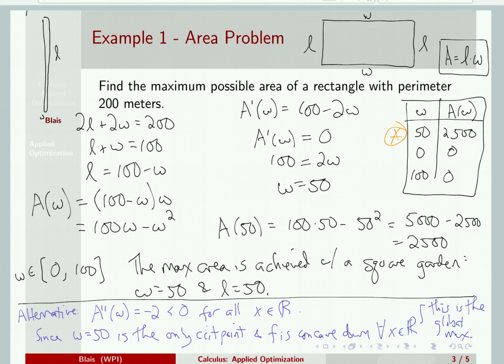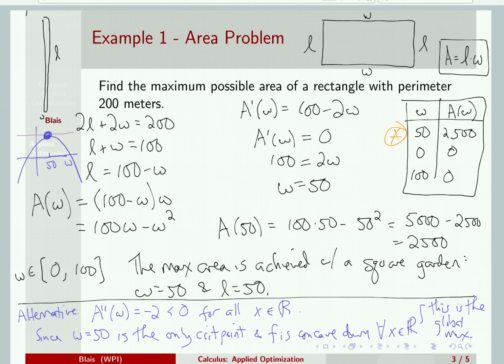And if you remember, the idea there was that if your function, in this case, had one critical point at W equals 50, and only one horizontal tangent line, so one critical point, and it's concave down on the whole real line, then what we found here was the global maximum.